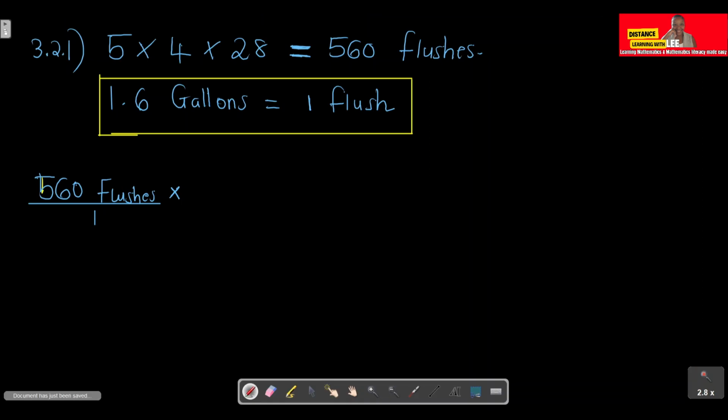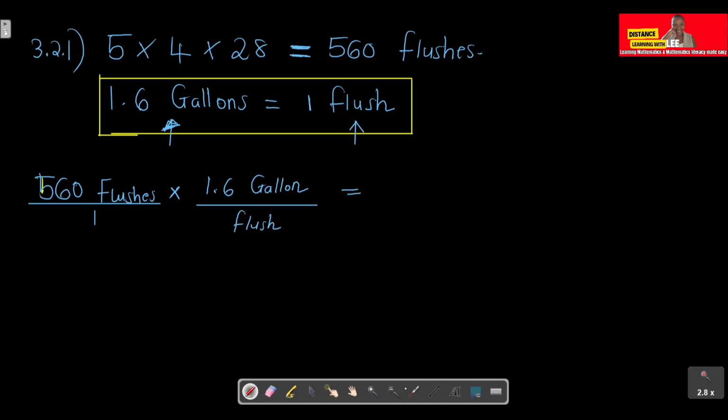Therefore, you're going to multiply by what you want. You want to determine how much water was used by this family in terms of gallons. So you're going to times it by 1.6 gallons, because that is what you want. You multiply by what you want and you divide by what you have. We already have our units in flushes, so you're just going to divide it by the flush.